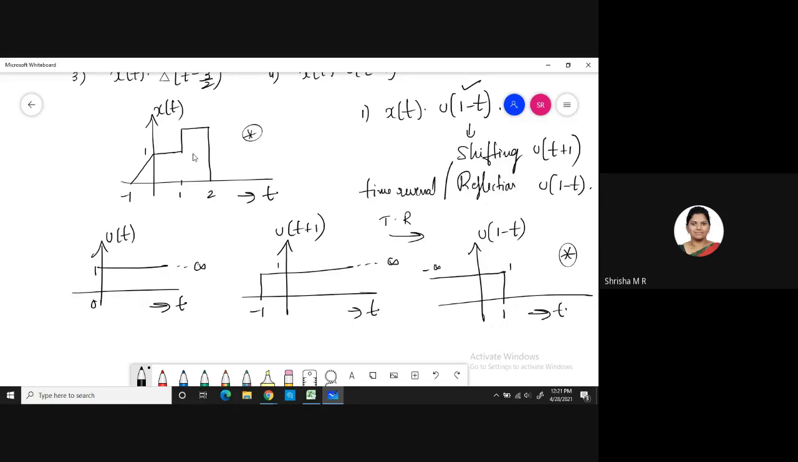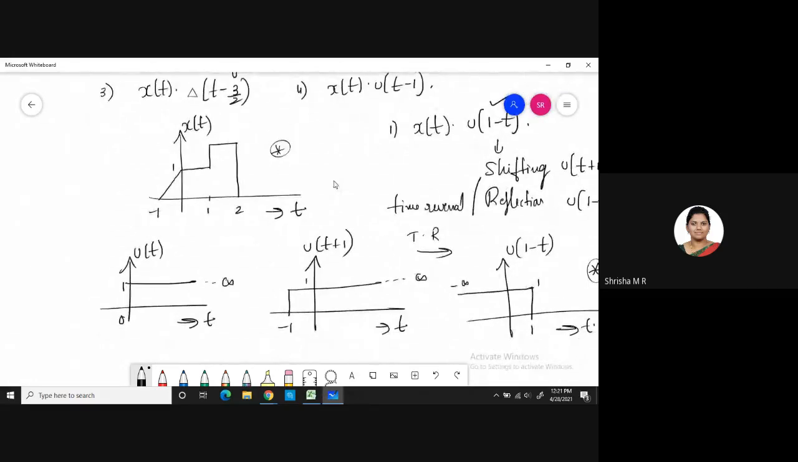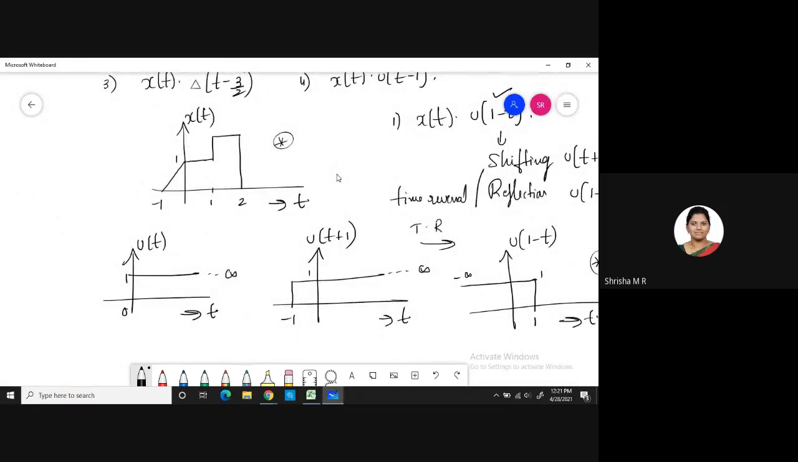That is the first one they have asked you, to plot x of t into u of 1 minus t. So how will you do that? We have multiplication of x of t with u of 1 minus t. Between what range of values of t are we multiplying x of t and u of 1 minus t? What is the overlapping space between these two? Minus 1 to 1 only it will exist. Yes, the overlapping space is from minus 1 up to plus 1 only, which will give you the perfect waveform.